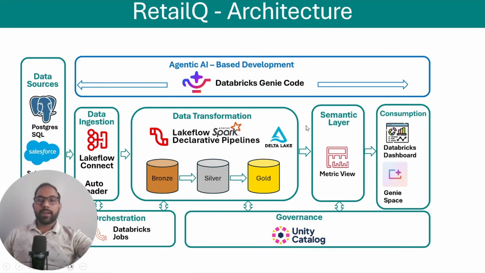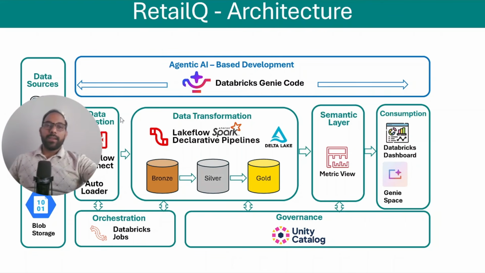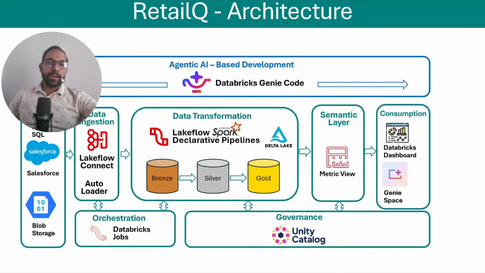And now coming back to our architecture. This part we have completed now: ingestion, transformation, semantic layer, and the consumption part also. Unity Catalog we are using along the way. Whatever we are using is created in Unity Catalog. And for agentic AI based development also, we are using the Genie code wherever possible. Now we are left with one piece, which is orchestration.